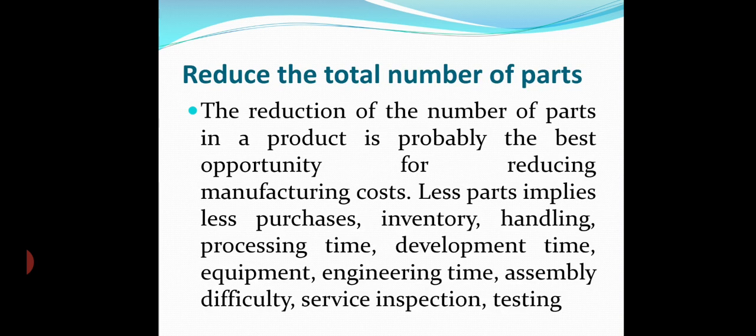Next one, I am going to make a new machine. Then what are the factors I should consider? The first one, reducing the total number of parts. The reduction of the number of parts in a product is probably the best opportunity for reducing manufacturing cost. Fewer parts imply less purchasing, inventory, handling, processing time, development time, equipment engineering time, assembly difficulty, service, inspection and testing. So, reduce the total number of parts.